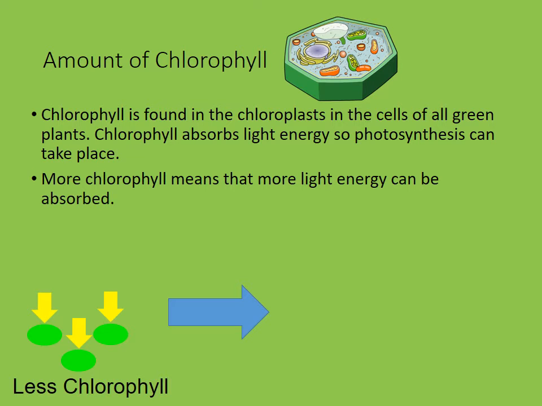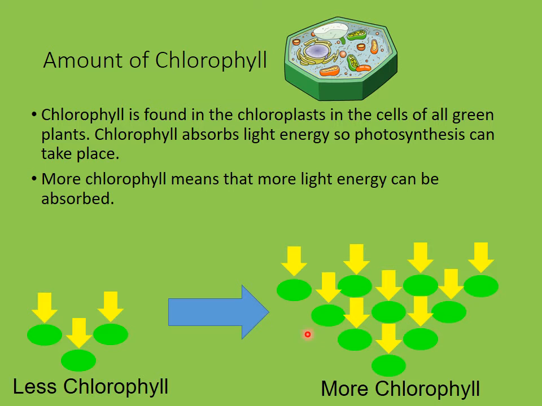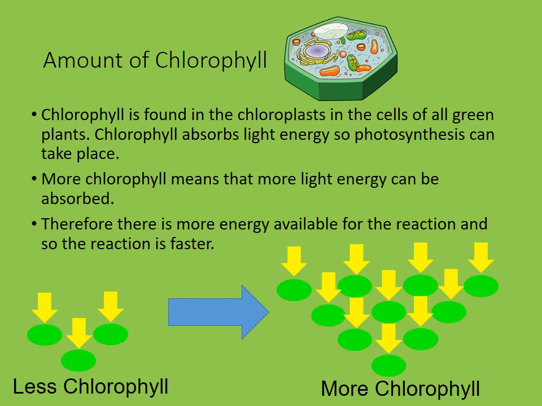So we can tweak our previous model. Here we've got 3 chlorophyll molecules and 3 yellow light arrows, whereas over here, if we've got more green chlorophyll molecules, then we can absorb more light energy. More light energy means a faster rate of reaction, because there's going to be more energy to join the carbon dioxide and the water together.